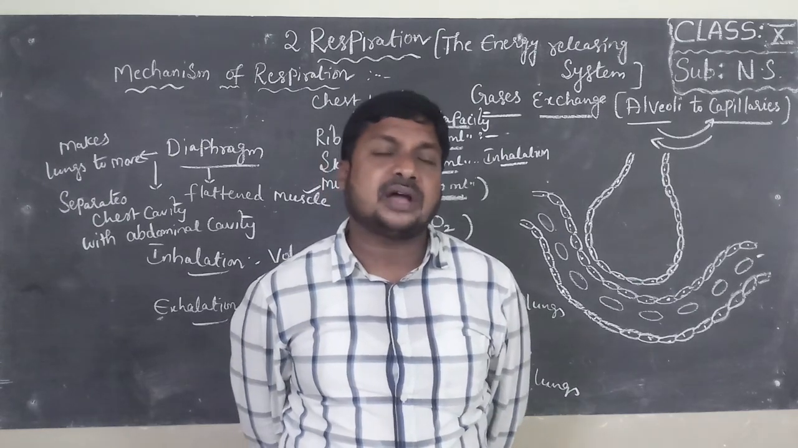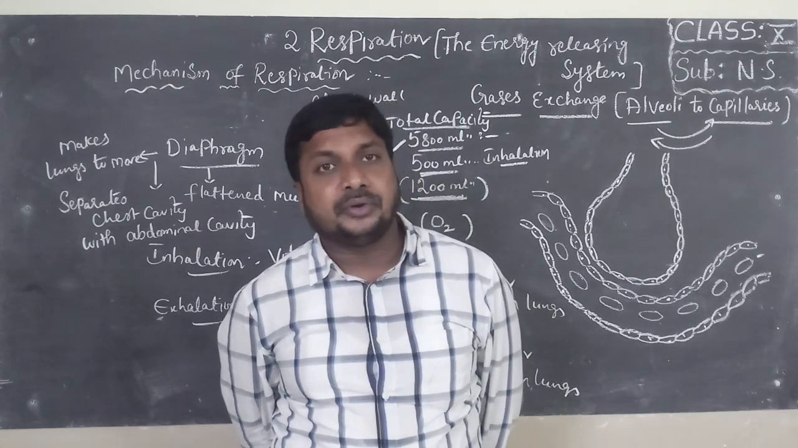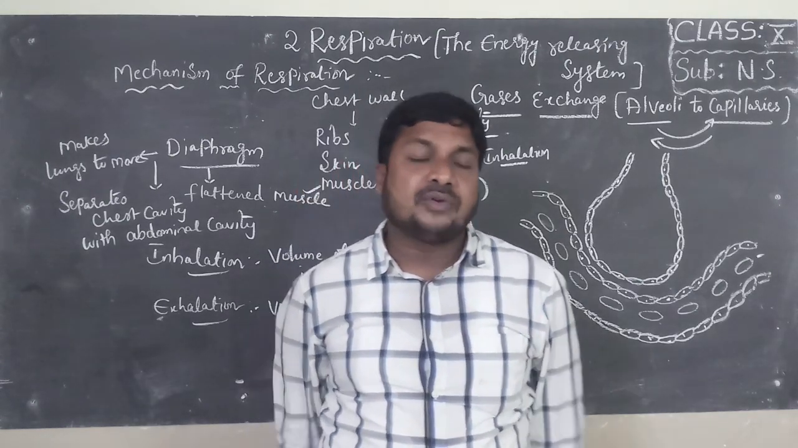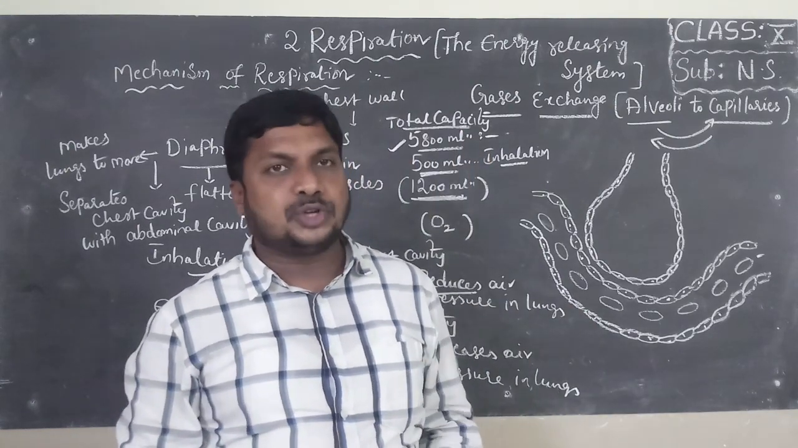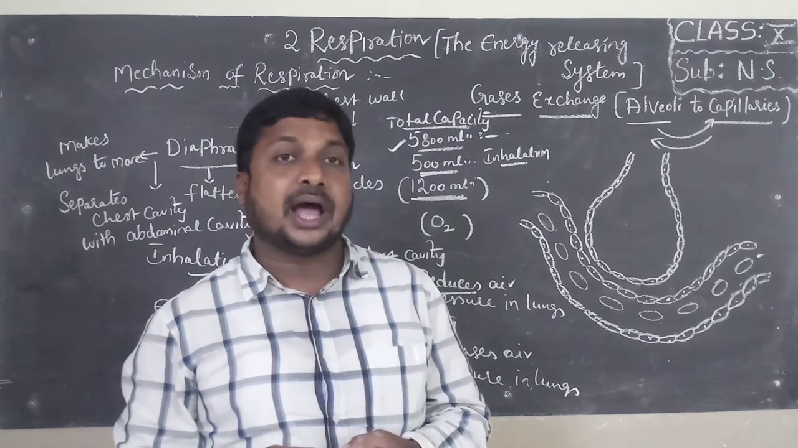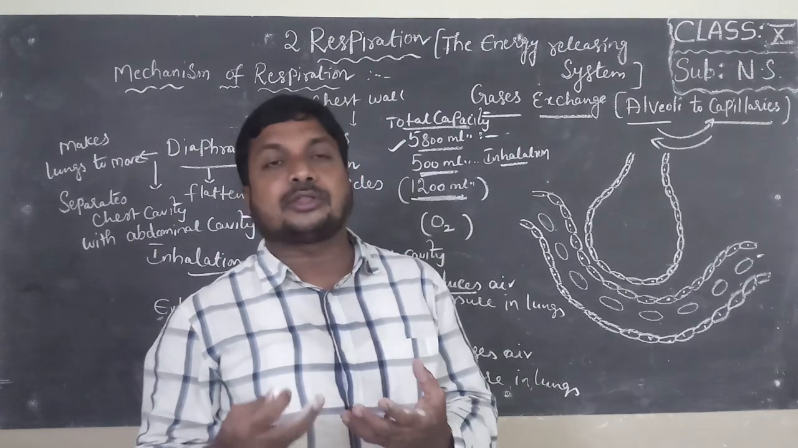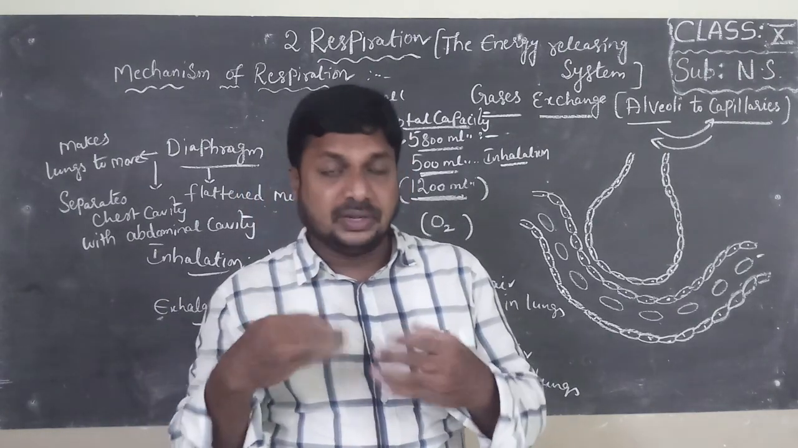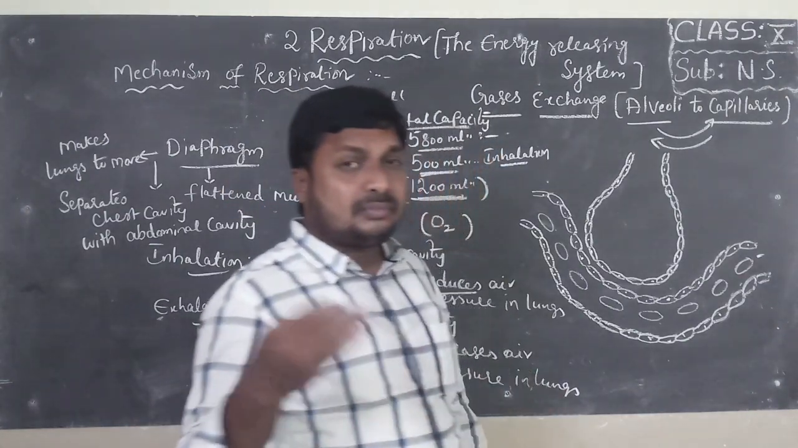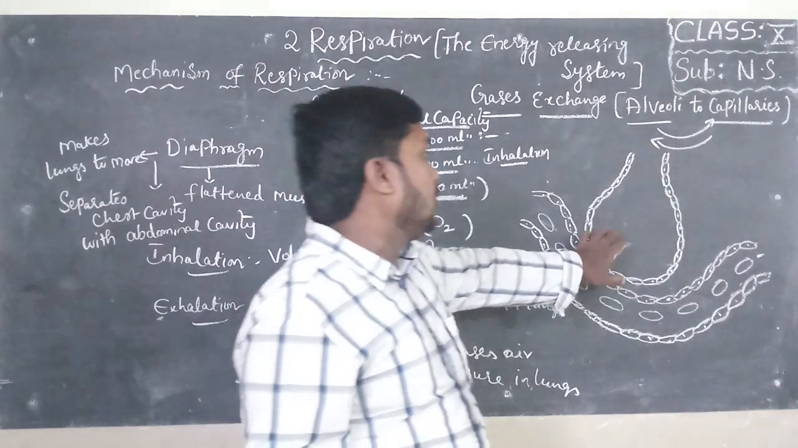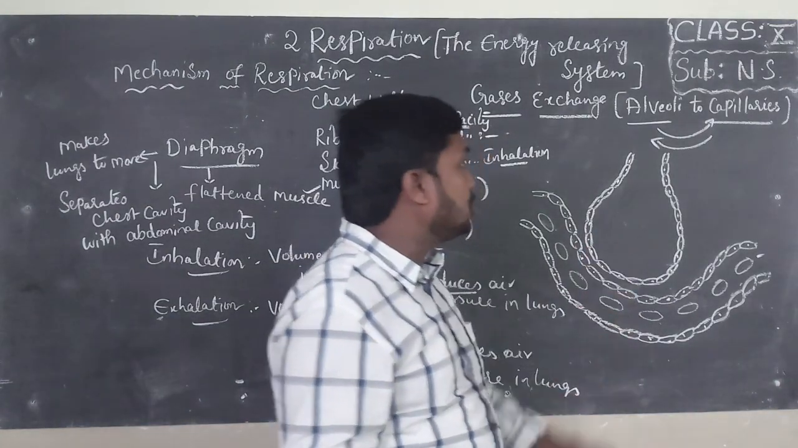Alveoli are the units of lungs. Each lung consists of several thousands of alveoli, uncountable, which increase the area of absorption. Now I will explain how gas exchange takes place from alveolus to blood capillaries and back.